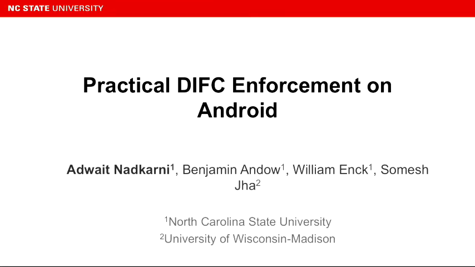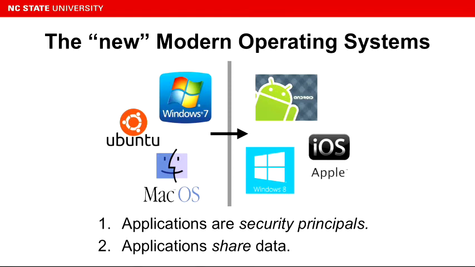I'm Adwait Nadkarni, and I'm going to talk about making data secrecy enforcement practical on Android. Operating systems like Android and iOS are very different from your traditional Windows desktop. For instance, on Android, applications are security principals. Simply put, applications execute with a small subset of the user's overall security privileges, and these privileges are tied to their identities as security principals. This is very different from your Windows desktop, where an application executes as the user and has all the privileges that the user has on the system.